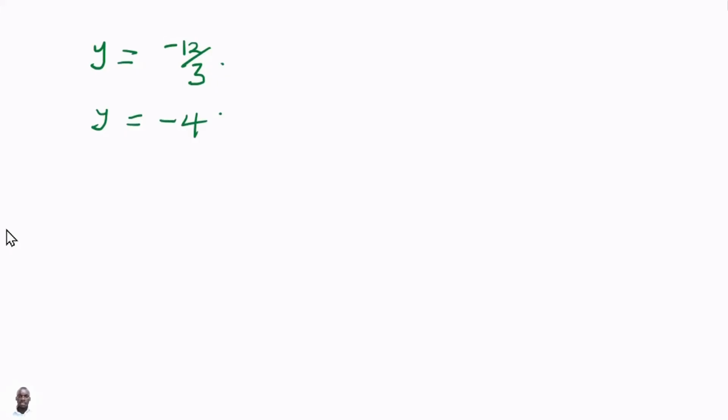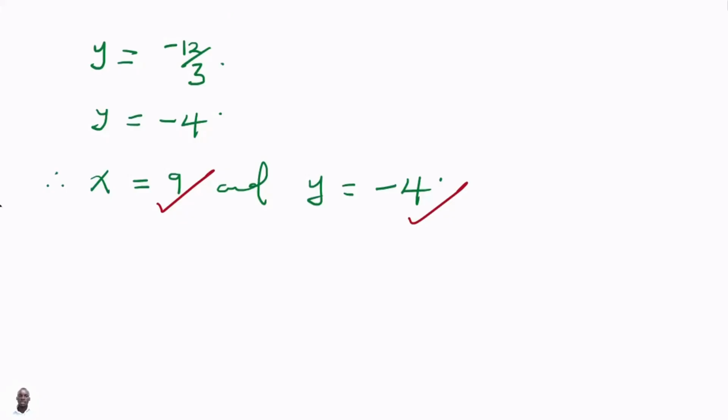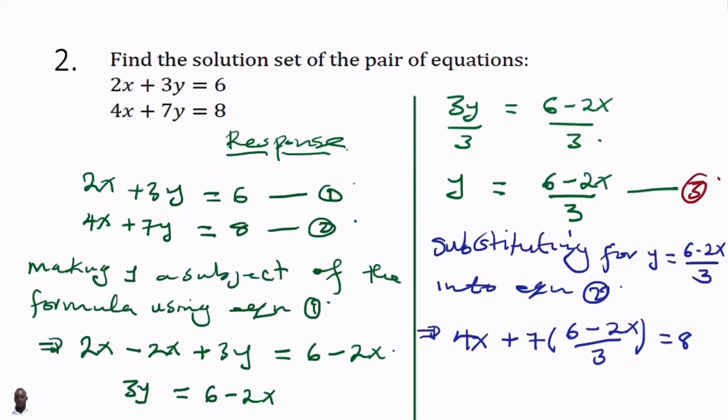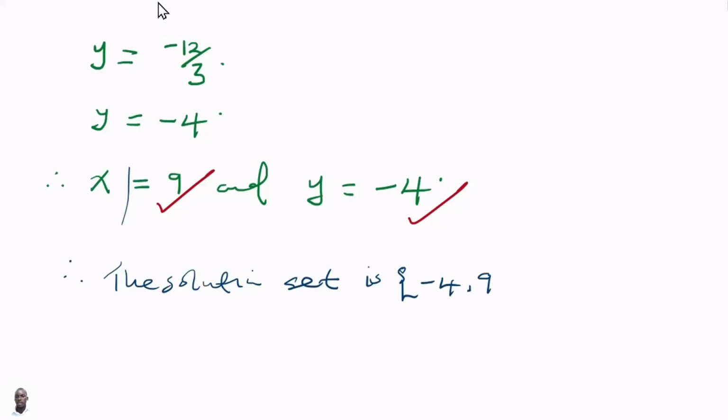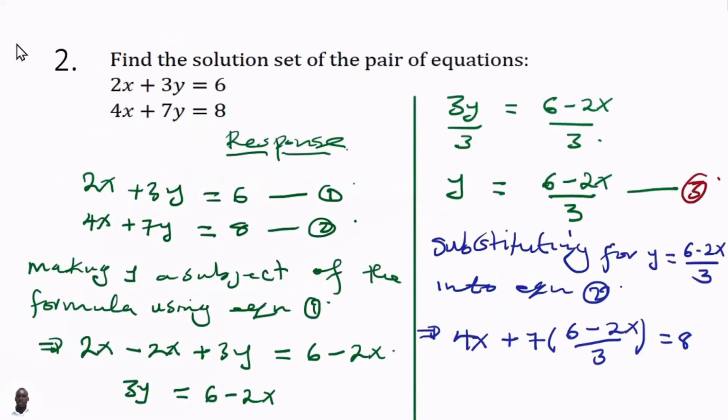We can therefore conclude that x equals 9 and y equals negative 4. Therefore this becomes our correct answers to the variables or unknowns given in equation number 2. But going back to the question, remember they said determine the solution set. Therefore, we need to conclude from here that the solution set is negative 4 and 9. So this becomes the actual answer to this question. They said find the solution set.